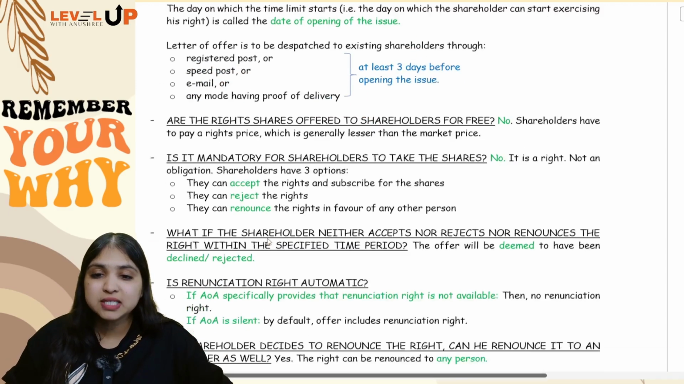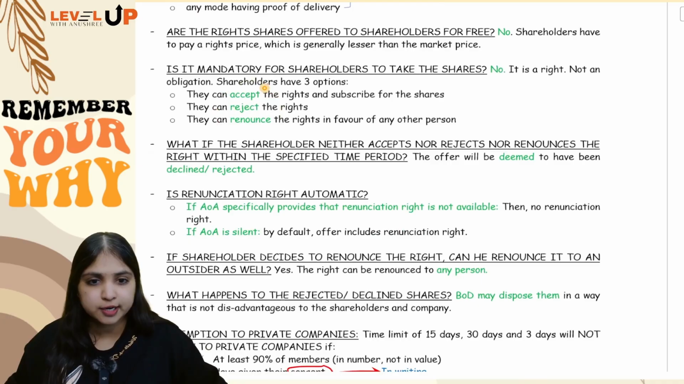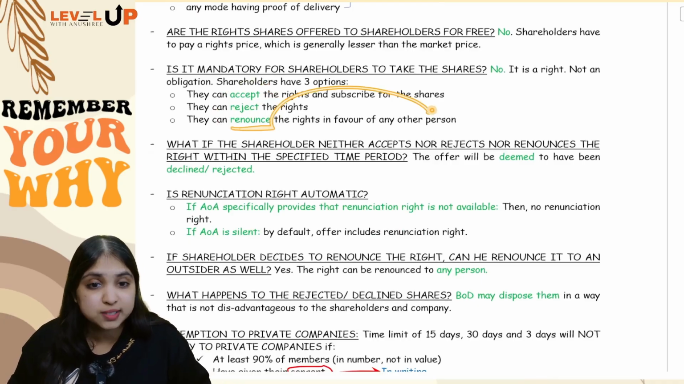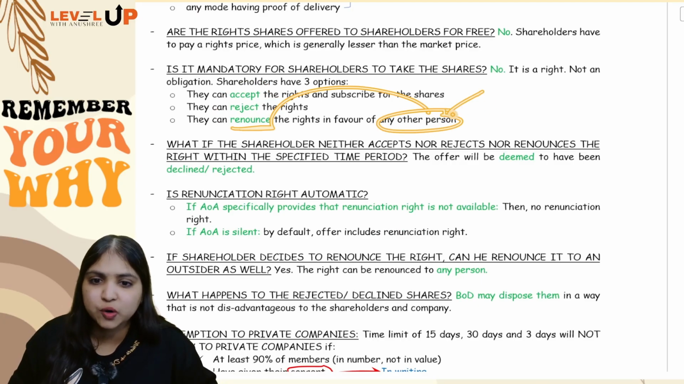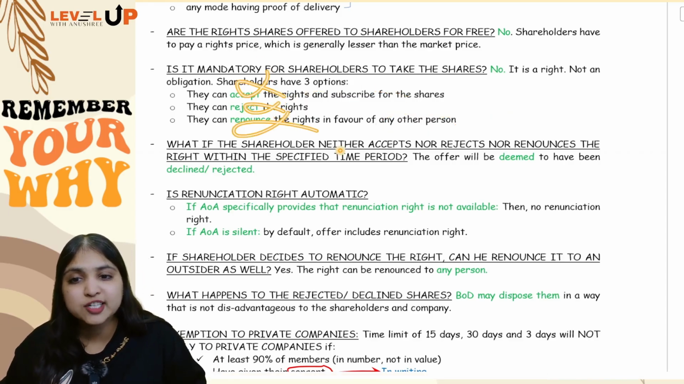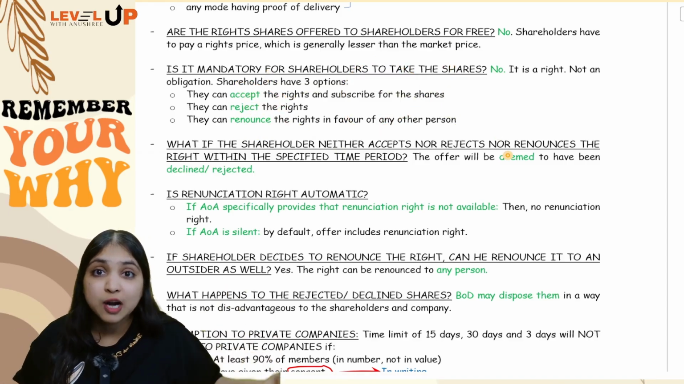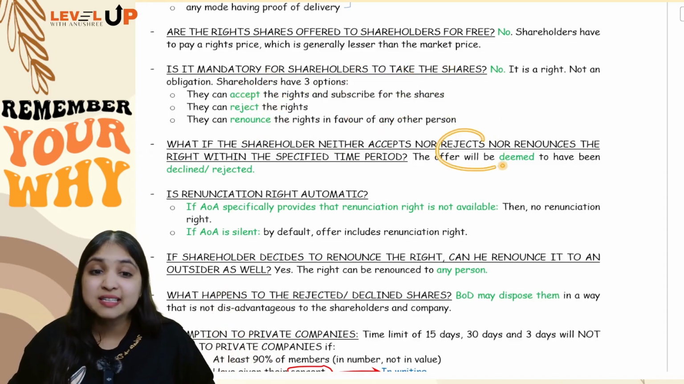Then after this we discussed the 3 options I told you: accept, reject or renounce. The person to whom you are renouncing can be any person, shareholder or not a shareholder, doesn't matter. Now what if the shareholder is neither accepting nor rejecting nor renouncing? What if he doesn't do anything within the time period? The time period is over. Now what will happen? We will assume that he has rejected the shares.